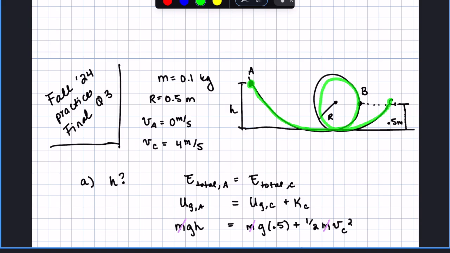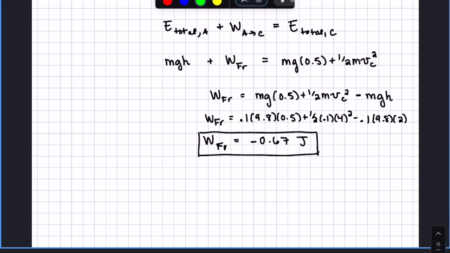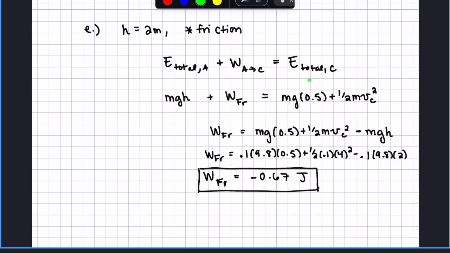So really, to go back to what I have written down here, I am thinking about, this is the energy I'm starting with. This is energy transfer.